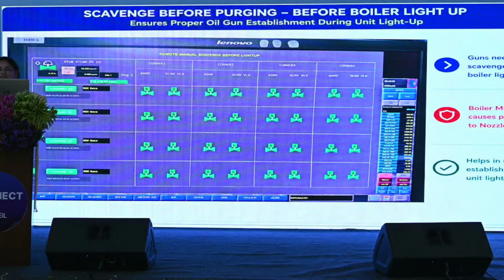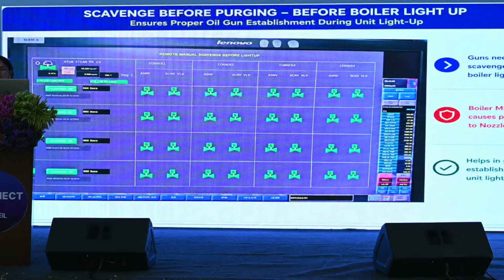And next, a few of the modifications that we have done in our BTPS so that it will be helpful for the unit to come up early. One thing is scavenge before purging. When the unit trips, we know that oil guns will be choked. So when you start the lighter procedure, we give a command to the gun. Within 5 minutes, if the gun is not established, again MFT, again purging. So the process of lighting up will get delayed.